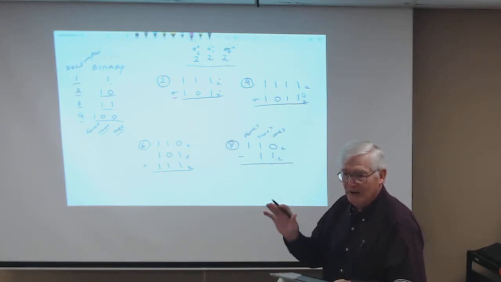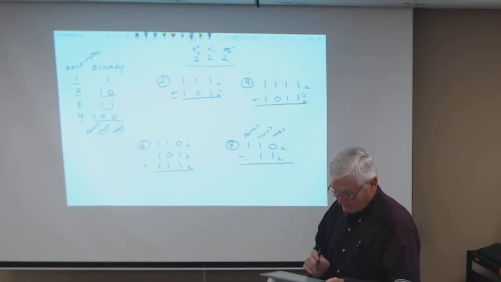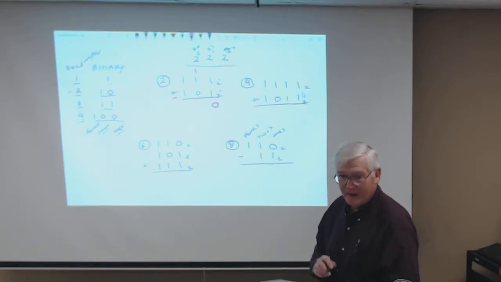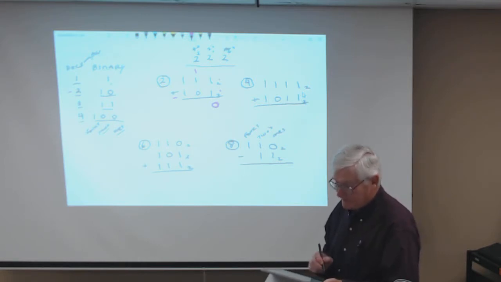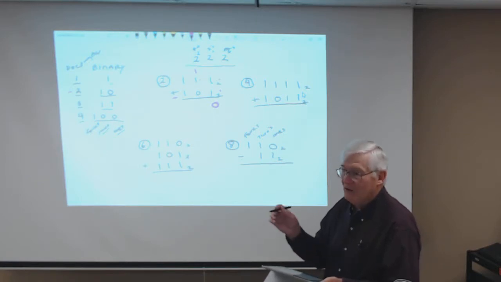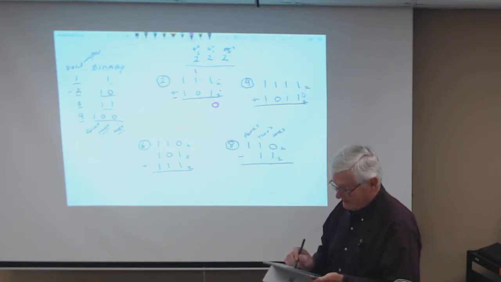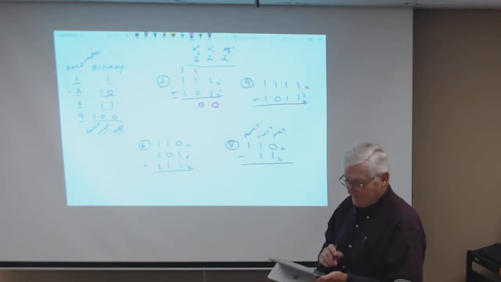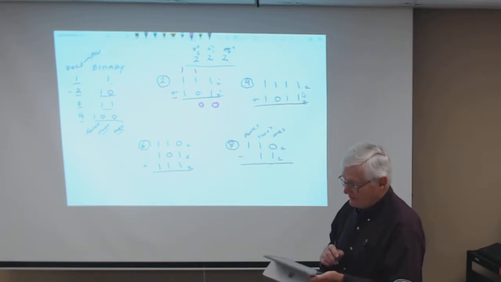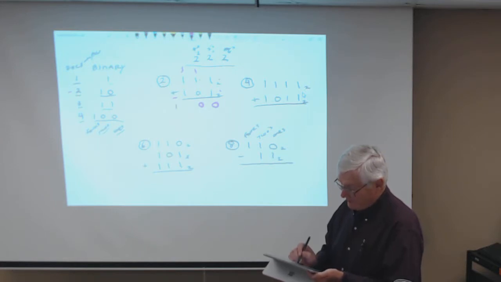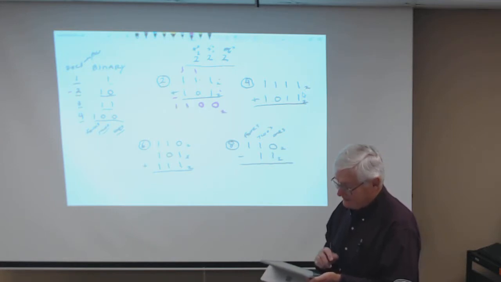How do I say 2 in binary? 10. A 0 and carry the 1. Everybody follow that? Because 2 has 2 places. What's 1 and 1? 2. How do I say 2 in binary? Put down the 0 and carry the 1. Everybody follow that? Now, what's 1 plus 1 plus 1? 3. How do I say 3 in binary? 11. So there's the answer.